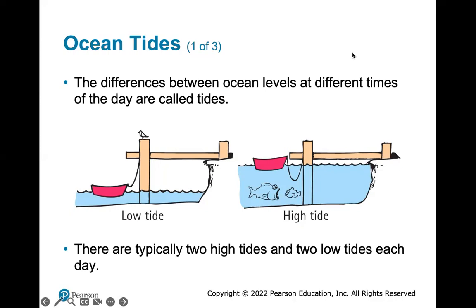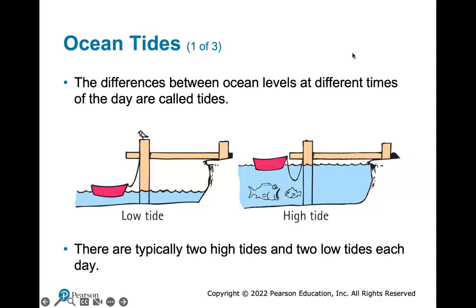But the difference between ocean levels at different times of the day are called tides. A low tide is the water, well, it's lower. You'll see from the graphics that it's kind of bulged out to other sides. And at high tide, it's higher than normal. And in some places, it can be several meters. There are typically two high tides and two low tides each day.